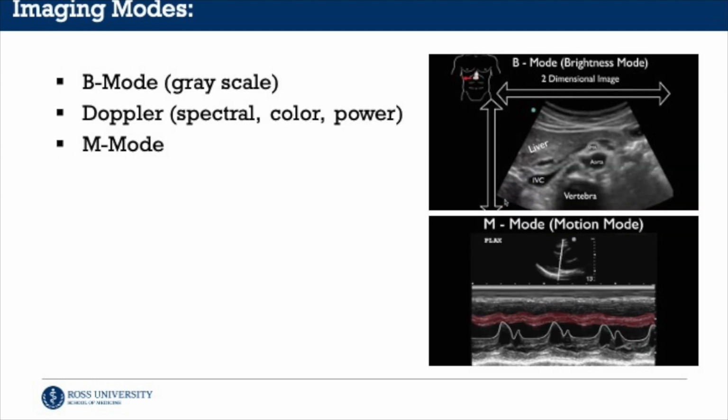There are also a variety of imaging modes that can be utilized on the ultrasound machine. There's the B mode, which is grayscale, Doppler mode, and M mode, which can be used to detect motion.